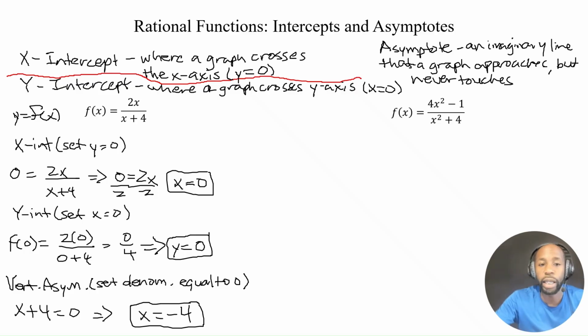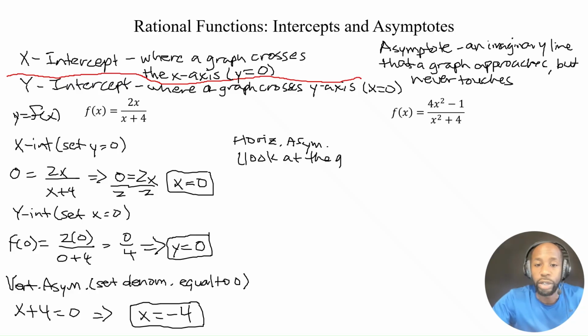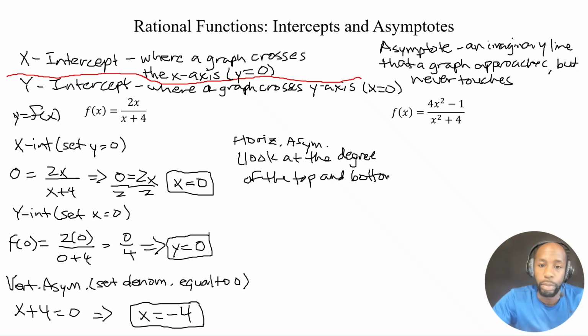Now, what about a horizontal asymptote? A horizontal asymptote, as you might guess, is an asymptote that is horizontal. Here you have to pay attention to a couple of things. You have to look at the degree of the polynomials, the top and bottom polynomials.